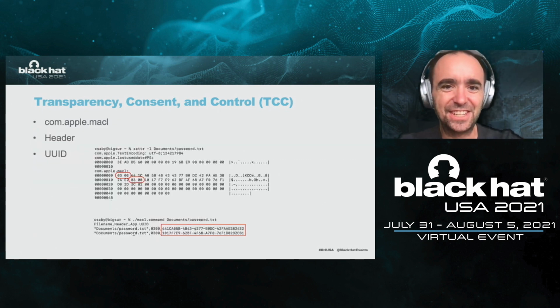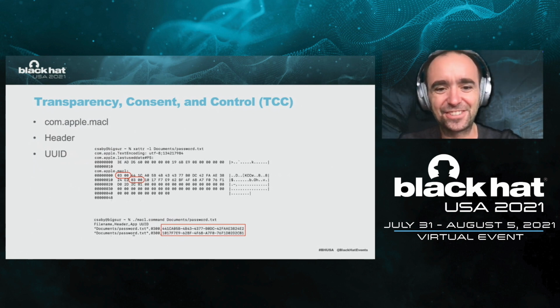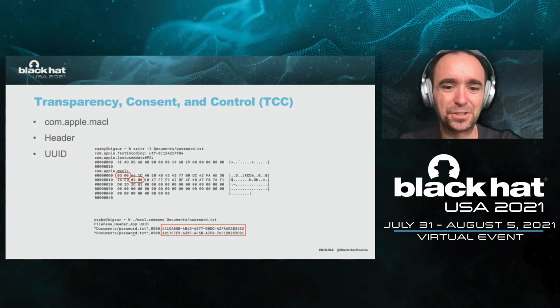So the way it's managed, again, is through an extended attribute, which is stored with the file. It's called macOS, and basically it contains a list of UUIDs with a particular header. The header is typically number 3, and it's 2 bytes long. So the second byte is just 0. Here we can see that the password.txt has 2 UUIDs associated. One is for Terminal and the other one is TextEdit, which I used to create this file.